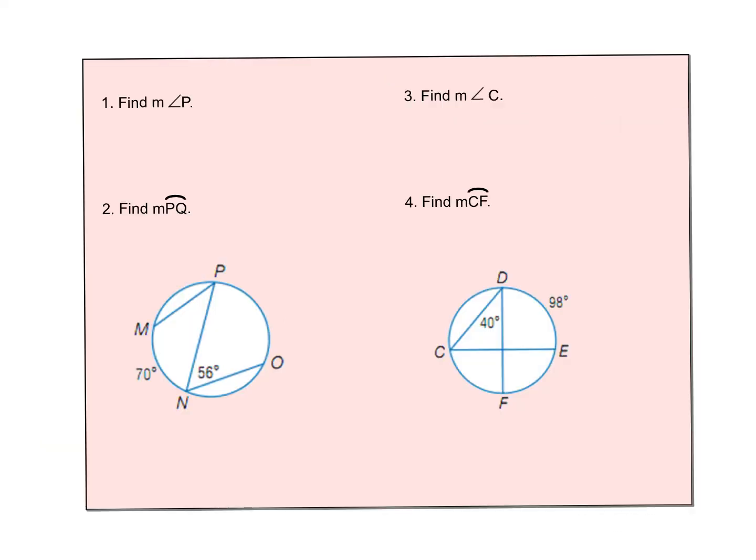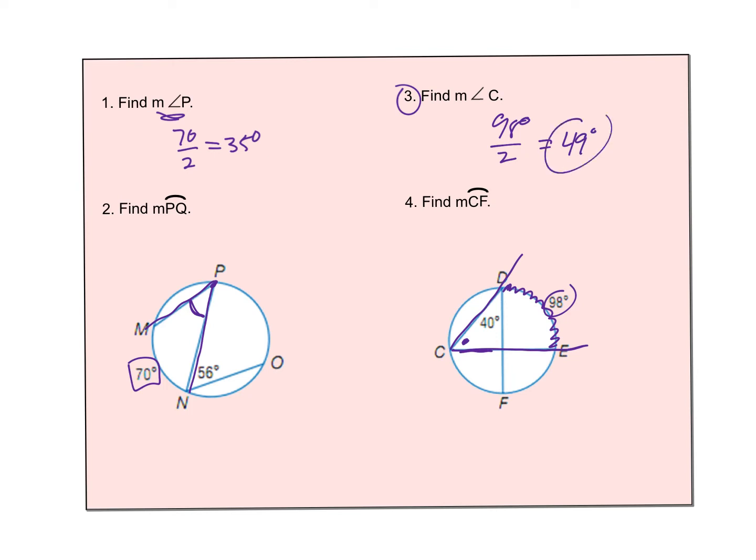Now let's take a look. Here we have angle P, which is right here. This is an inscribed angle. The arc is 70, so it's 70 divided by 2, which is 35 degrees. C is this angle right here, on number 3. If you look at CE, that intercepted arc is 98 degrees. I want that divided by 2, which equals 49 degrees. That's my answer.